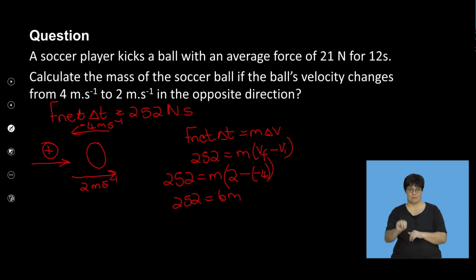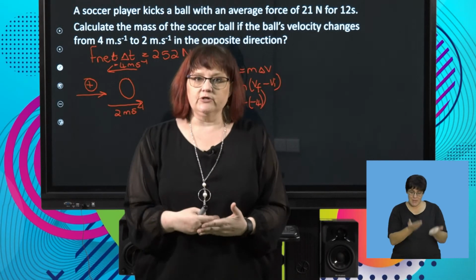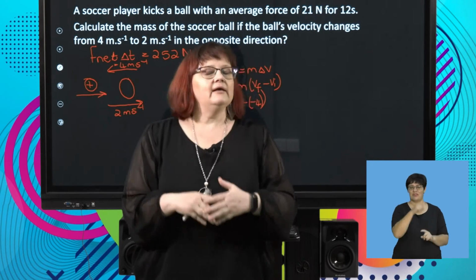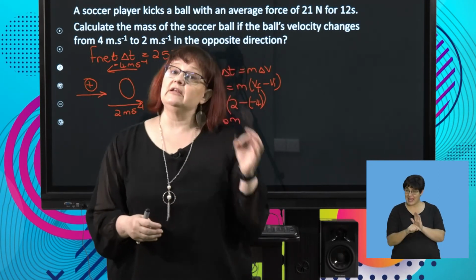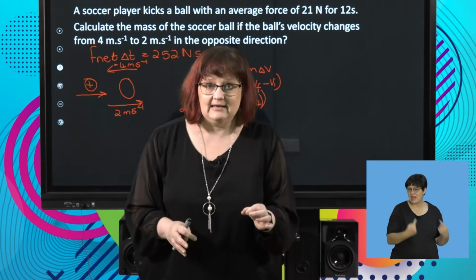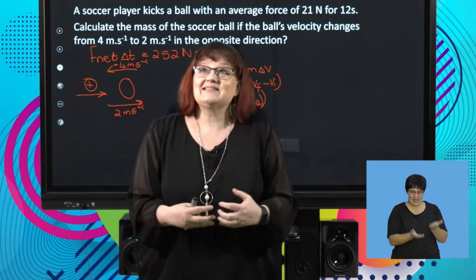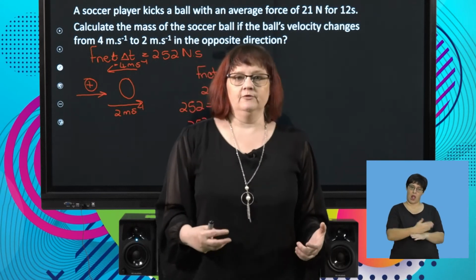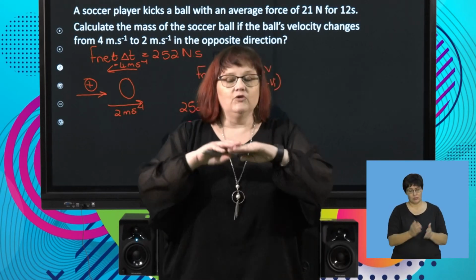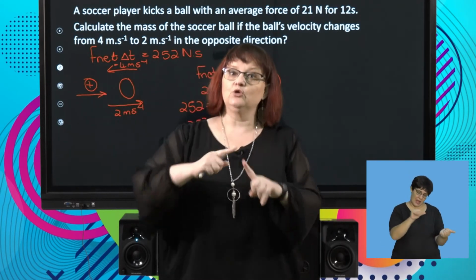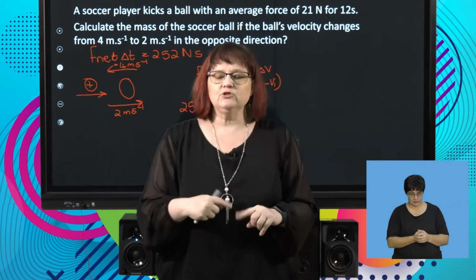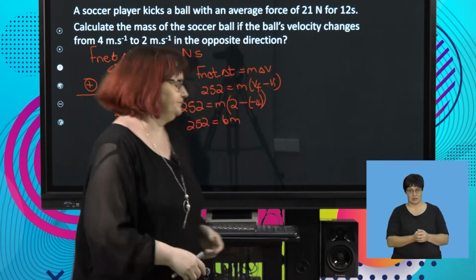At this point, I know I'm going to get a positive answer for mass. I have to get a positive answer for mass. If you do this and you end up with a negative answer, you've made a mistake. Mass is not a vector. Mass is a scalar. Mass can only be positive. So be careful. If you get a negative, go look back. You've done something wrong with your signs. You've done something wrong with direction.